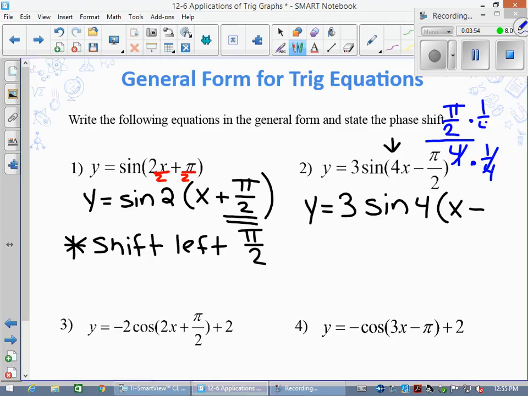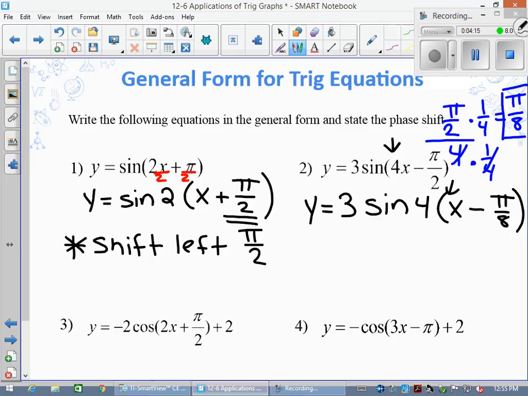And then I would get that value is pi over 8. So when I factor out that 4, I end up with my pi over 2. Now that I'm in general form, and I know that I am in this general form because I do have a 1 in front of my x in my parentheses, I now determine that I have a shift.